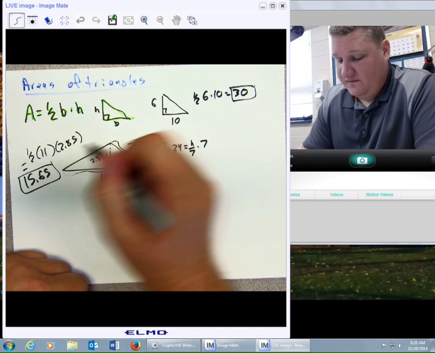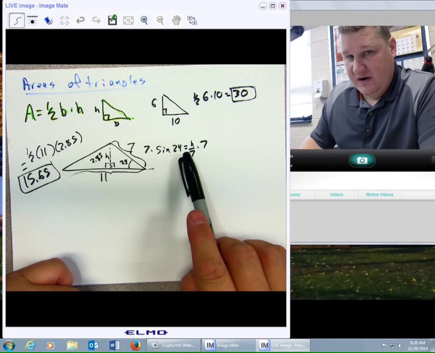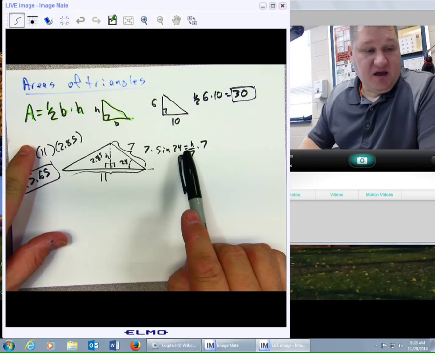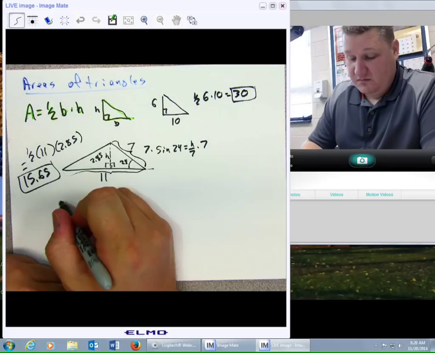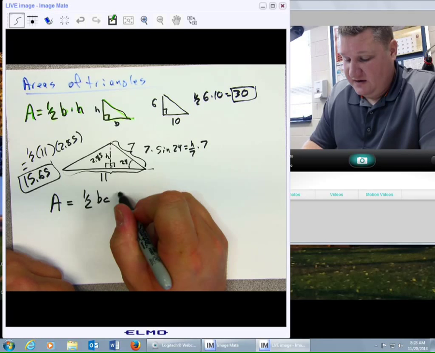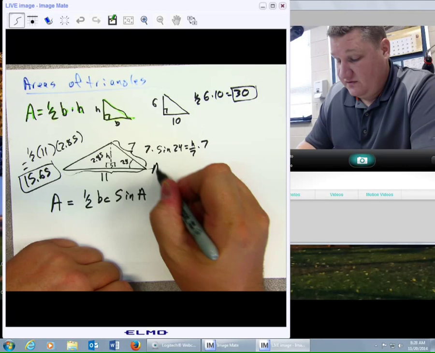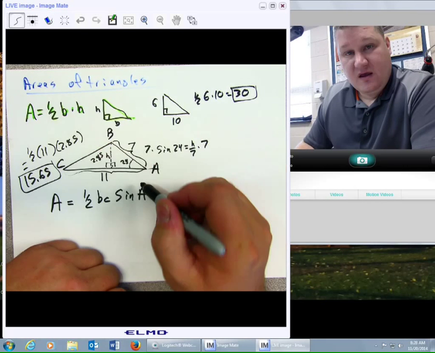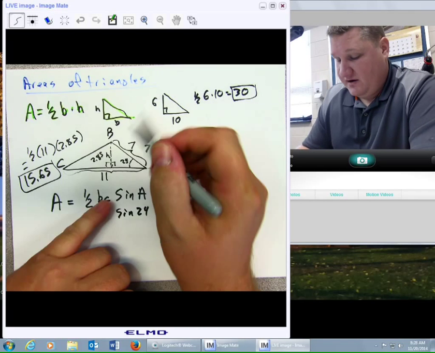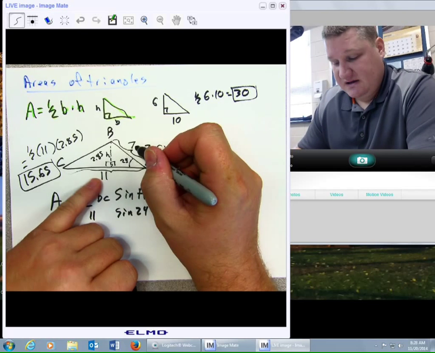So 15.65. Now that's fine, except before I use this formula, I had to go over here and find its height. Well, can't we just take these two formulas and put them together? The answer is, well, yeah. Area equals 1/2 bc sine A. In this case, if I were to label this triangle, I would have angle A, which is 24, I would have side b, which is 11, and I would have side c, which is 7.